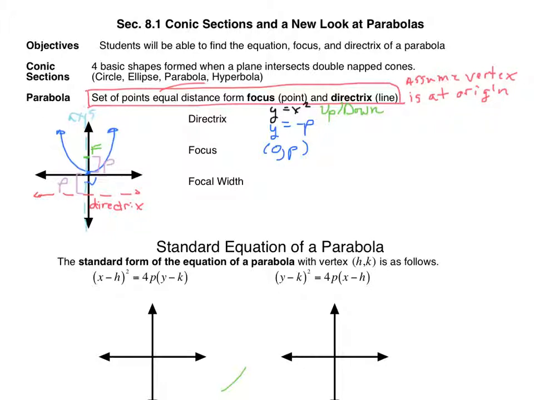Your focal width, no matter whether your parabola opens up, down, right, or left, is always the absolute value of 4 times p. And then I want you to add one more thing here, your focal length. Your focal length is p. That's the distance from the vertex to the focus, focal length. And you can add that in there if you want to.